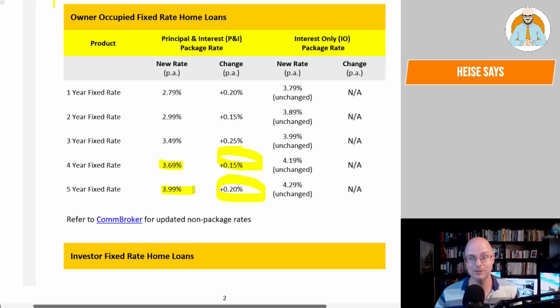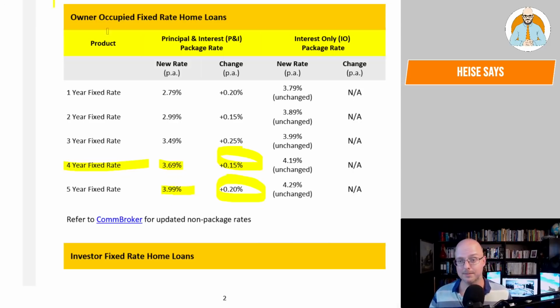Now remember, how many of you got a mortgage at 1.99? I got a 4 year at 1.99. So you've got to prepare that this is what you'll hit when it expires.